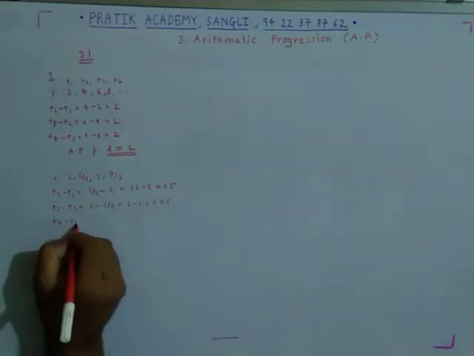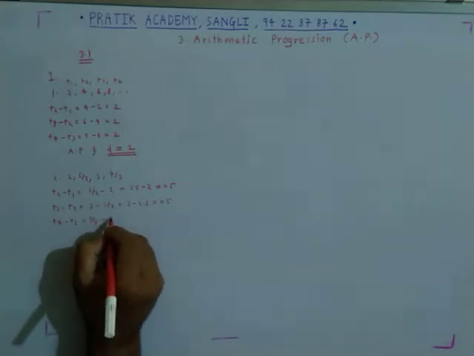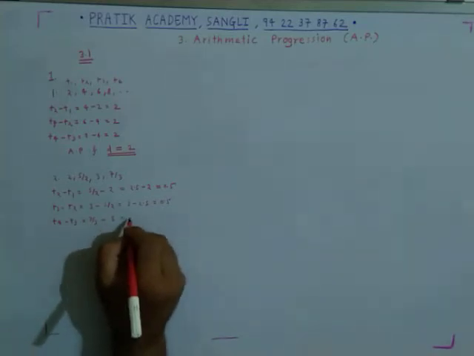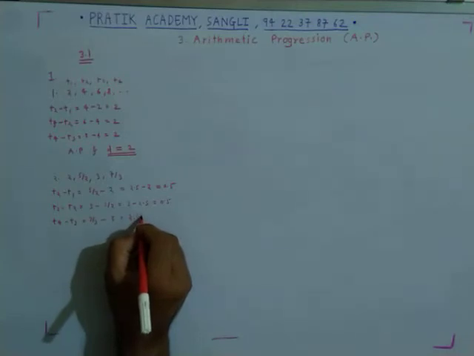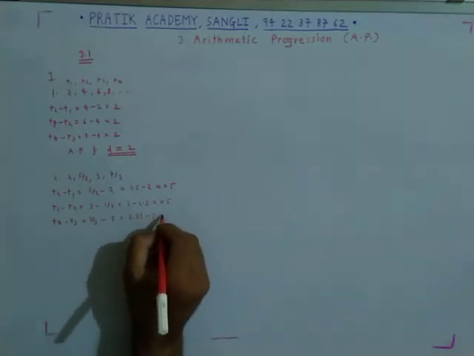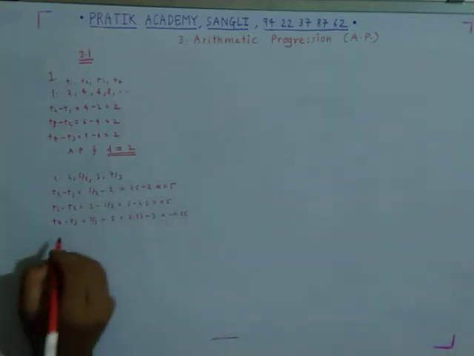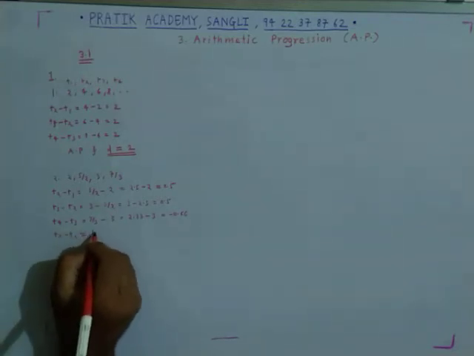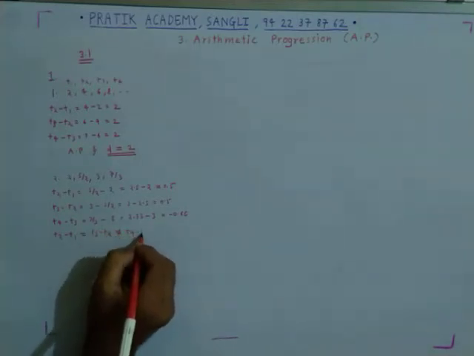Then T4 minus T3, that is equal to 7 divided by 3 minus 3, that is 10 upon 3 minus 3, is equal to 0.66. So here we can say that T2 minus T1 is equal to T3 minus T2, but it is not equal to T4 minus T3.